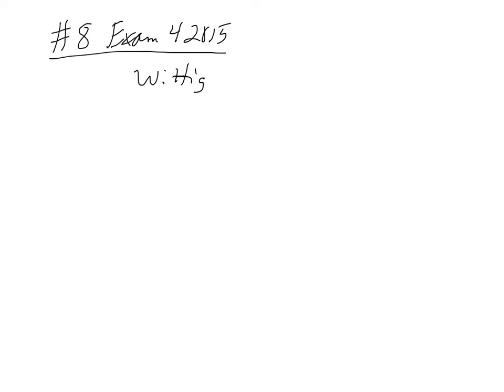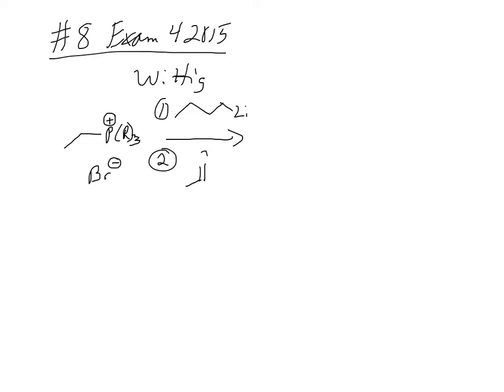Taking a look at number 8 from exam 4 from this year, 2015. This is a Wittig reaction, right? So basically this is asking, do you understand how the Wittig works? So the first thing we have in here is phosphorus with a plus charge. We have R3, and there's a Br minus to balance our charge. In step 1, we use N-butyl lithium, which is a really strong base. In step 2, we treat it with a carbonyl.